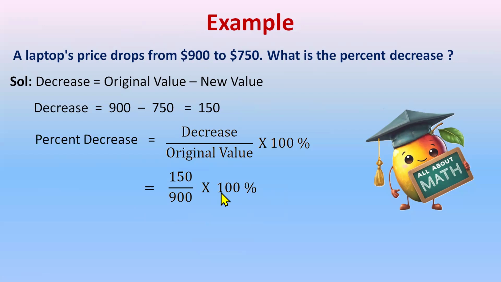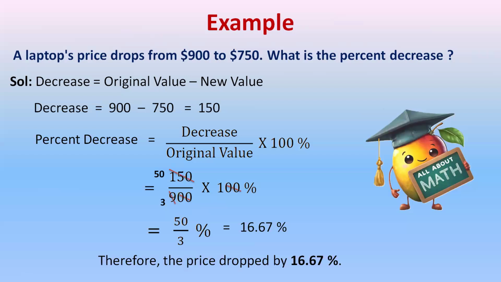Let's do the cutting. Two zeros will cut with two zeros. 9 and 15 cutting is possible. 9 ones are 9. 9 50s are 150. Now we are left with 50 by 3%, and we can divide it and write it in decimal form, that is 16.67%. So the price dropped 16.67%.